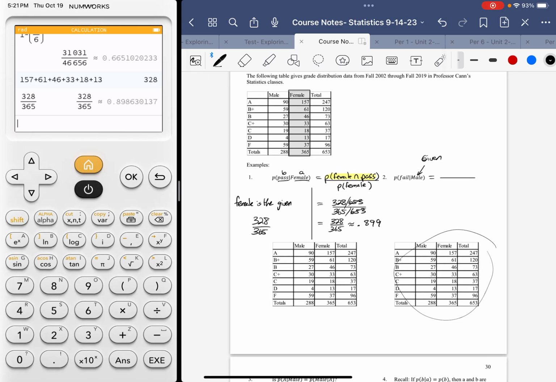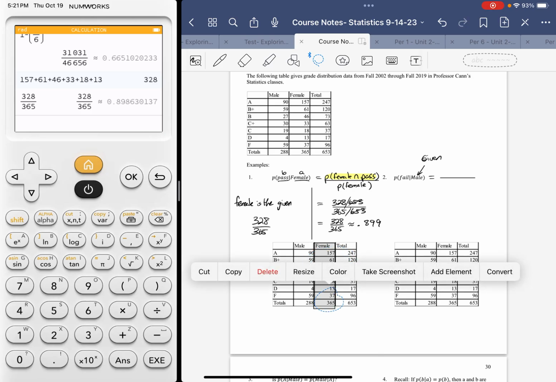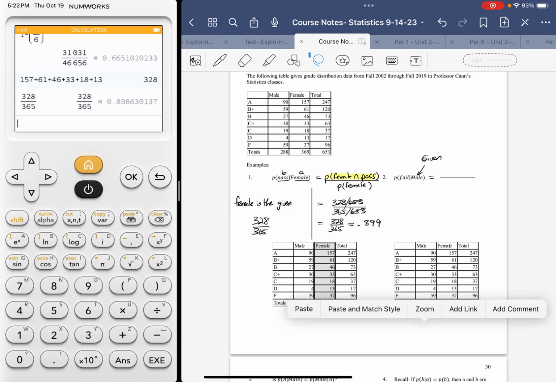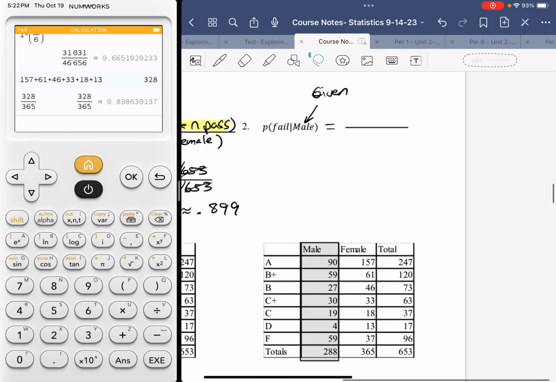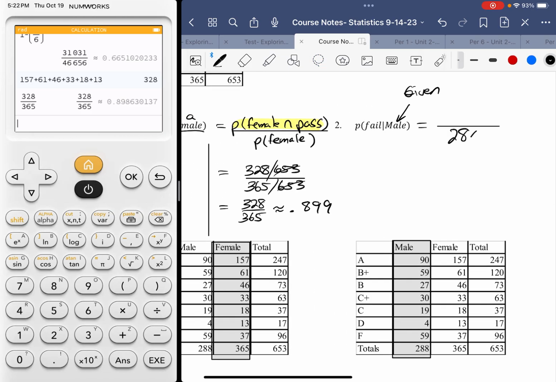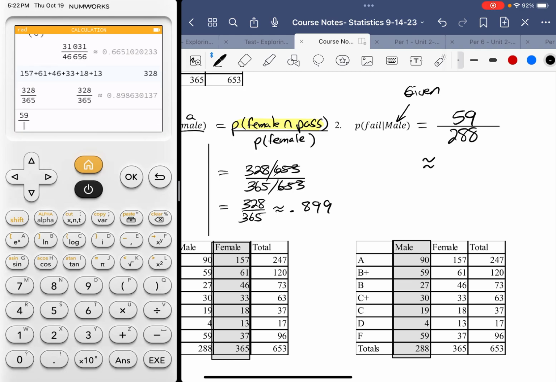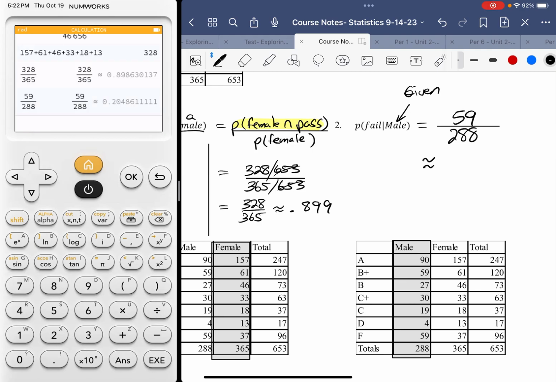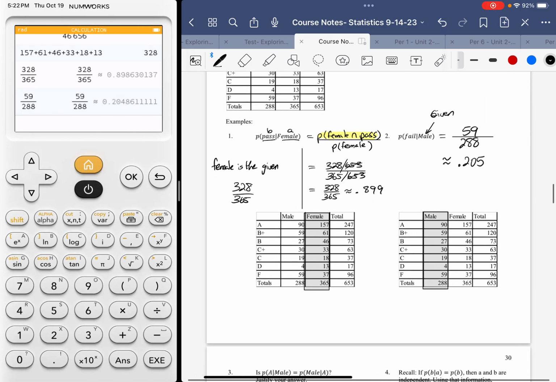All right, these tables here are actually for these problems, so I guess I could just kind of move this down here. So if I'm looking for the probability that the individual will fail given that they're a male, so the given is the male category, of which there are 288 individuals, 59 of which failed. So 59 out of 288, about 0.205. All right, I put these little tables here so that you can mark them up. I think makes it a little easier to understand.